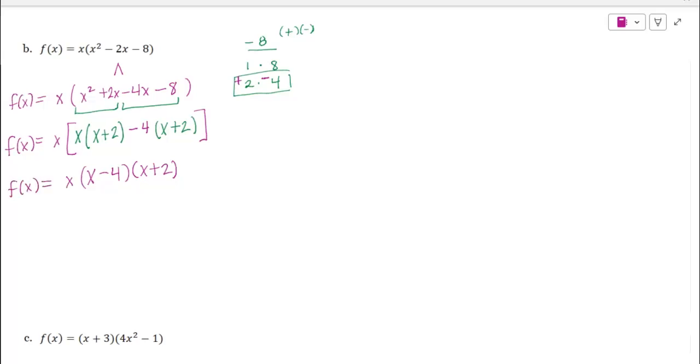Okay. To find the y-intercept, we'll let x equal 0. And when I plug 0 in, right here, the whole entire thing is going to be equal to 0. So I'm just going to get 0 here. So I think my y-intercept is (0, 0).